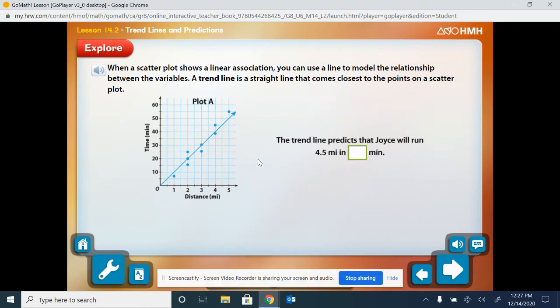Now, use the trend line to predict how long it would take Joyce to run 4½ miles. So for 4.5, I go here and then I go straight up until I hit the line and then I go across. That's right between 40 and 50, so it must be 45. Great job! The trend line predicts that Joyce will run 4½ miles in 45 minutes.